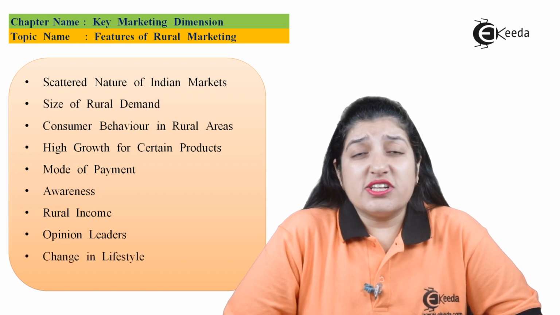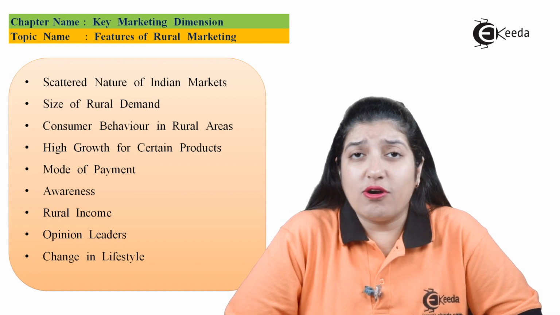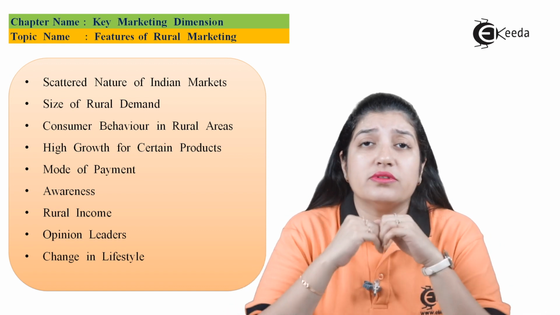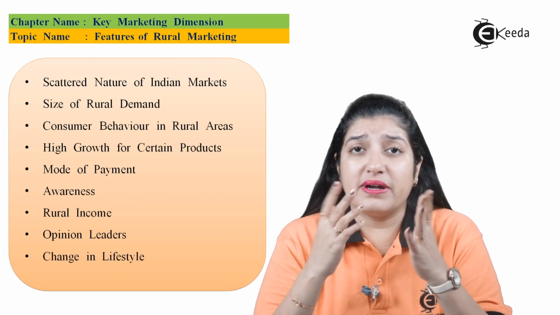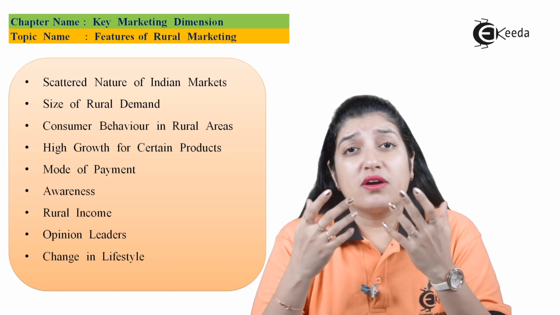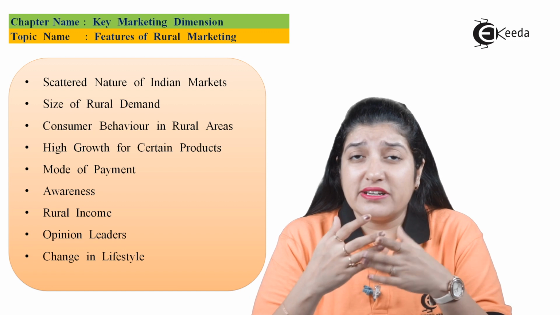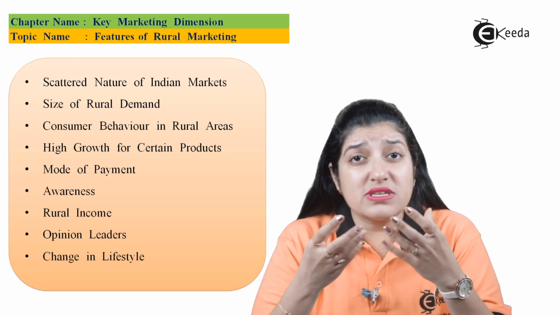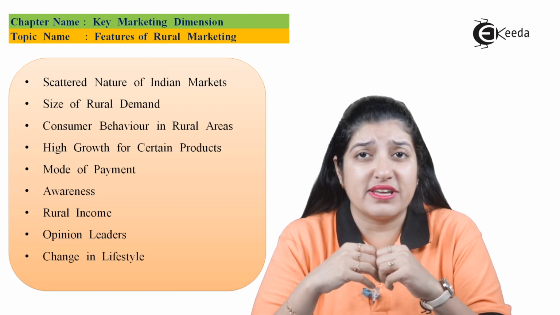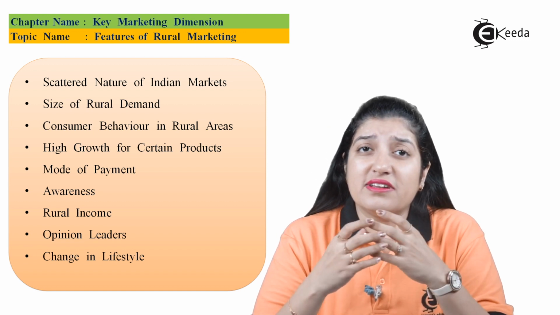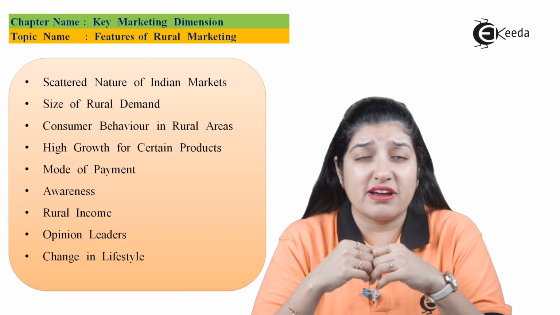Next feature is change in lifestyle. Yes, now we can find a change in the lifestyle of the rural people. As I told you, they were tradition bound and they used to use twigs to clean their teeth. But now they are also using Colgate, Pepsodent and many other toothpastes to clean their teeth. Not only that, they are also using mouthwash, mouth fresheners, and many products are sold in rural areas. Even food items like ready-to-eat food packets are also sold in rural areas.